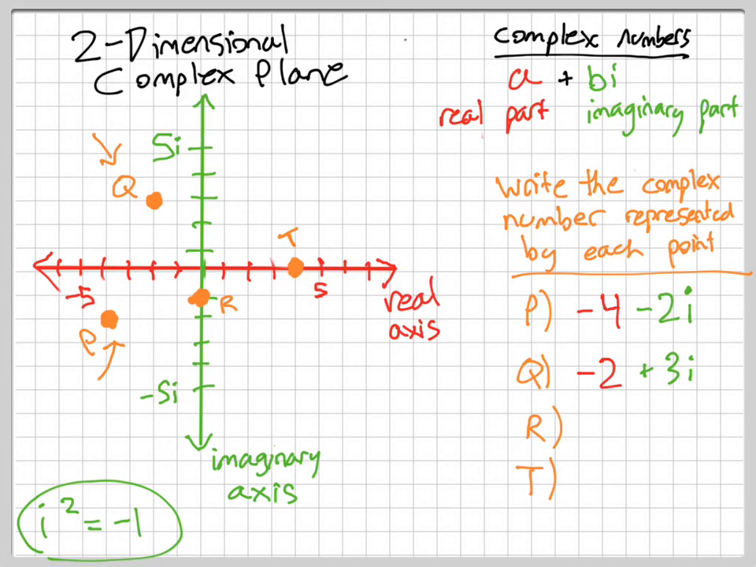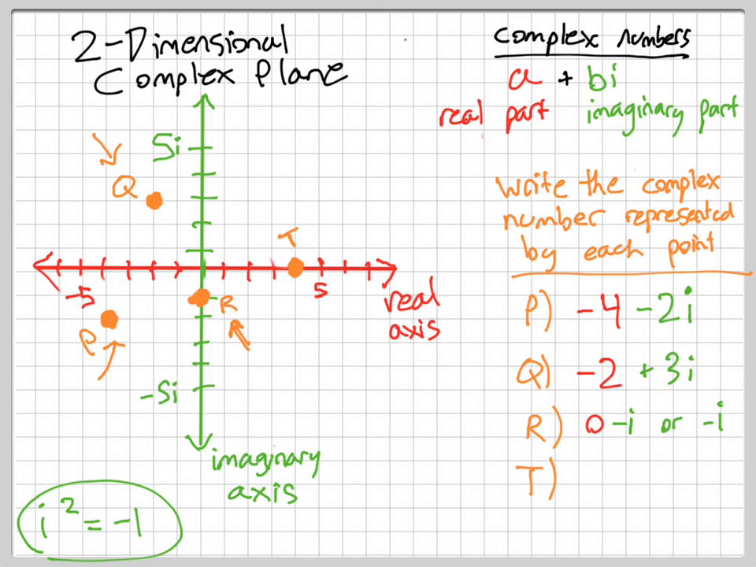And if we have a complex number that is plotted along one of our axes, touching that axis, then that just means that either the real part or the imaginary part is 0. So example point R has a real part that is equal to 0. It's not to the right or left on our real axis. And its imaginary part would be -1i. So we could write this complex number as 0 minus i, or just minus i.